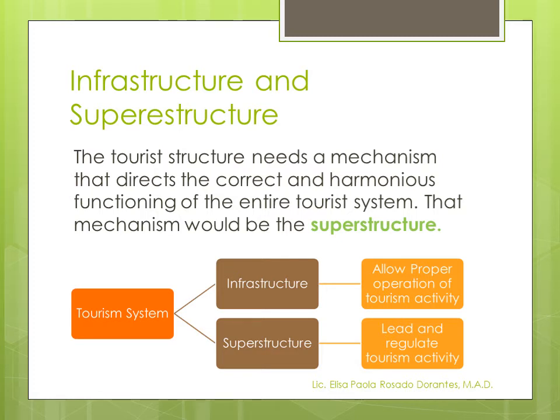The tourist structure will need a mechanism that directs the correct and harmonious functioning of the entire tourist system. That mechanism would be the superstructure. As you can see in this scheme, the tourism system will need the infrastructure, which, as we already said, will allow the proper operation of the tourism activity, and the superstructure that, as we're going to see, will lead and regulate the tourism activity.